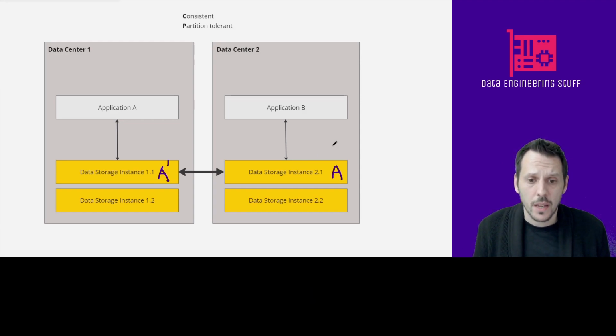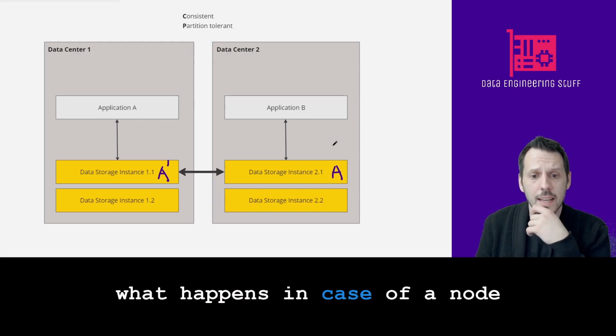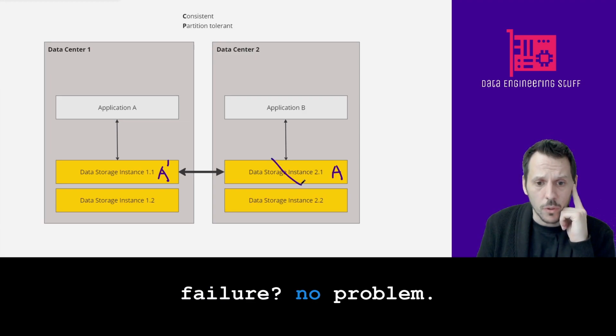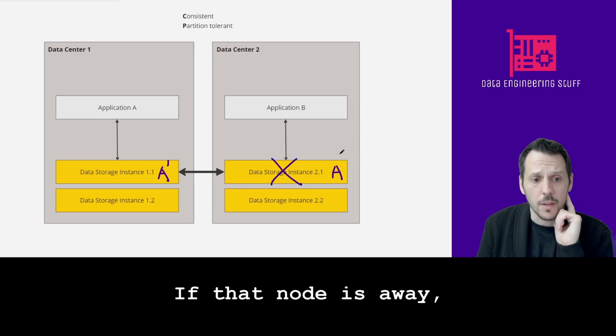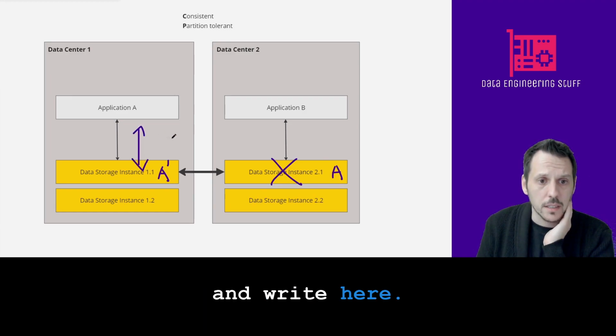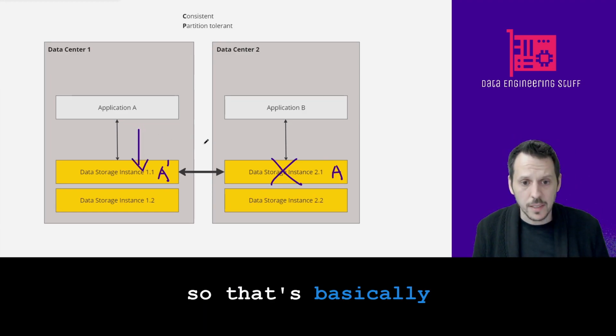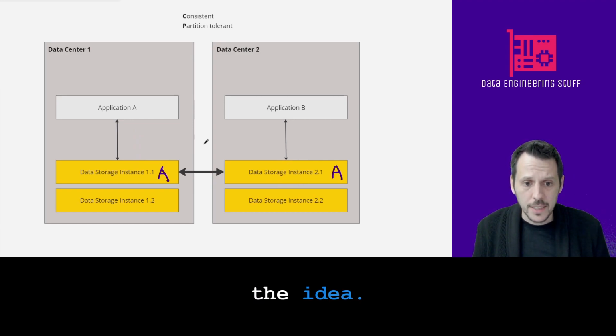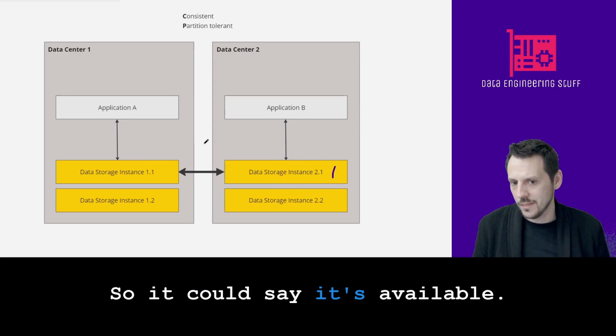So what happens in case of a node failure? No problem. If that node is away, you can still read and write here. So that's basically the idea. You could say it's available.